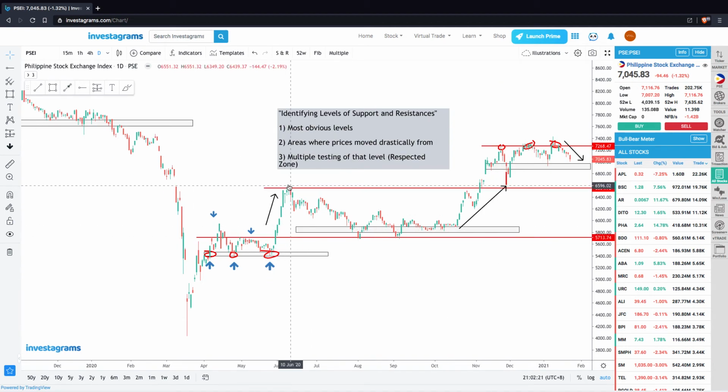And as you see, we got rejected right here, so it's an area of resistance. Yeah, and this one too drastically moved away from it. And I like to have that as a zone that is of interest because it was tested multiple times.